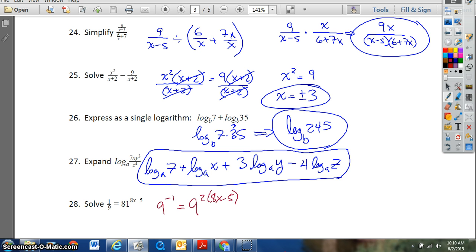Don't need them. So basically what I'm going to say is negative 1 equals 16x minus 10. So if I add 10 over, I get 9. So 16x equals 9. So x is going to be equal to 9 over 16. And that was fun.